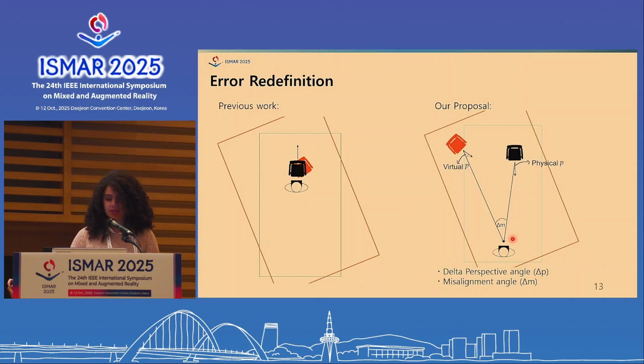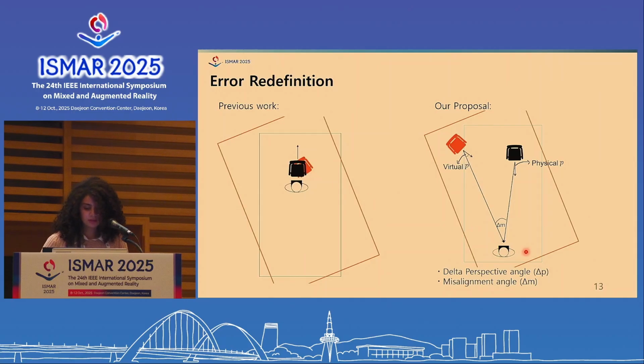Before we dive into details, we first needed some redefinitions. So first, the angular alignment in previous work was defined as the difference in angle between the user's forward direction and the physical target's, the black one's, forward direction, when the user finally arrives at the virtual target, highlighted in orange. But in this case, by this definition, the angular error would be 0, but you can see that the virtual object is not at the right angle.